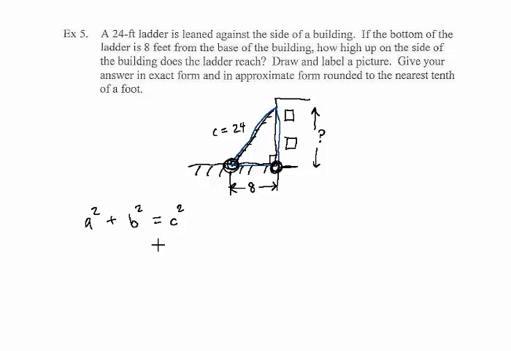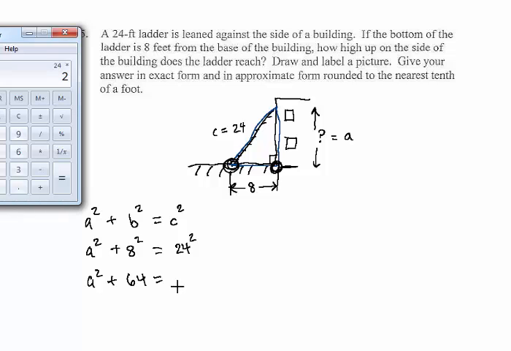Alright, the c is our ladder, and either a or b is going to be our 8, the distance from the bottom of the building to the bottom of the ladder. And then a is going to be the one that's missing, how far up the side of the building the ladder goes. 8 squared is 64, and 24 squared gives us 576.